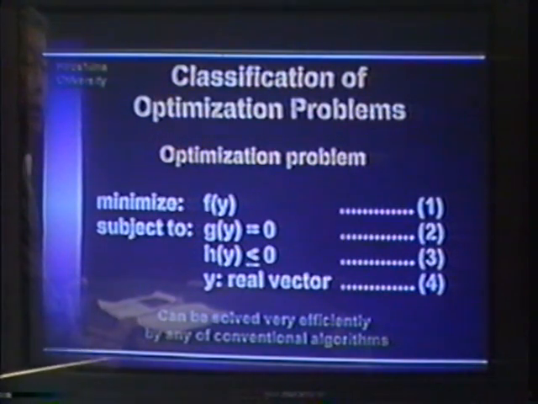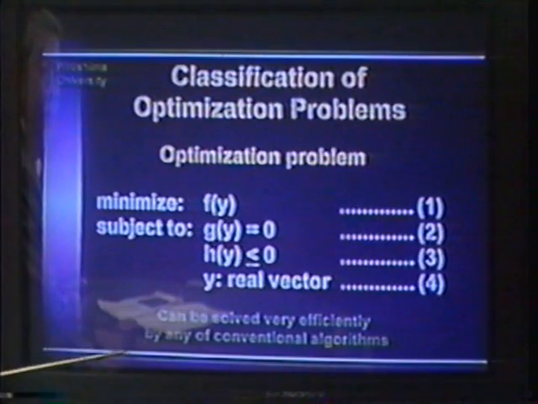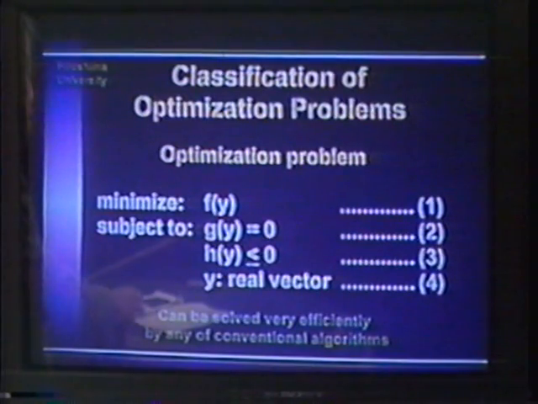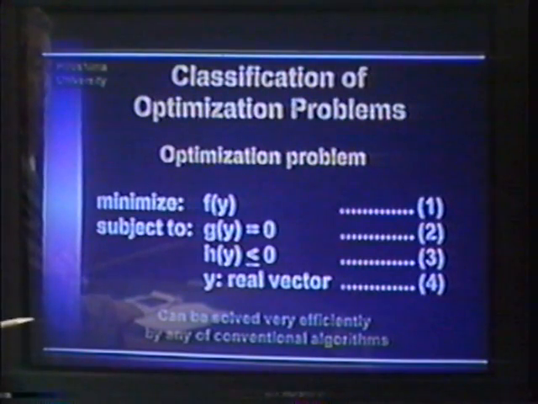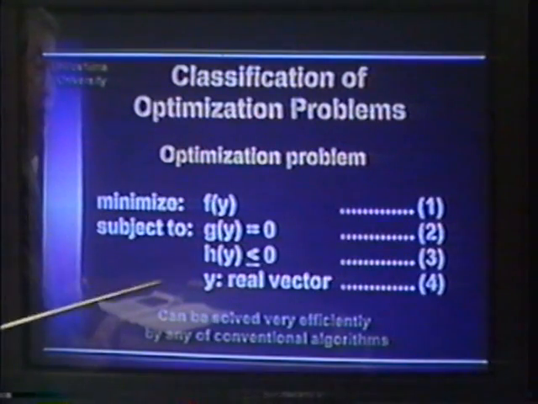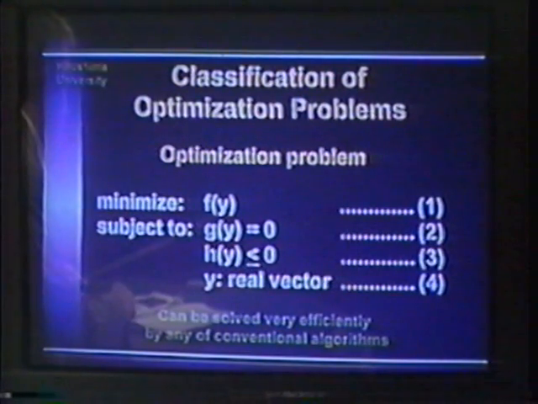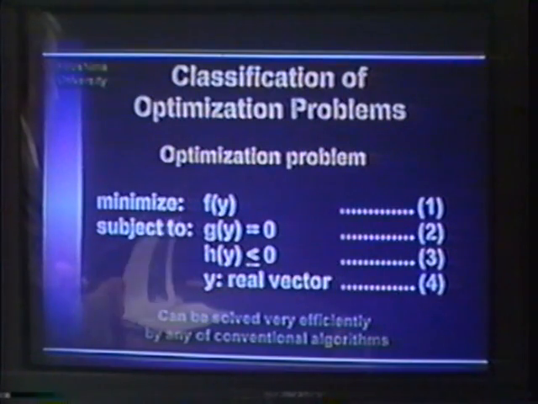And this class of problems can be solved very efficiently by any of the conventional algorithms, that is Newton optimum power flow or Davidon-Fletcher-Powell or some other methods. But there is a limitation that these functions must satisfy the conditions of convexity.